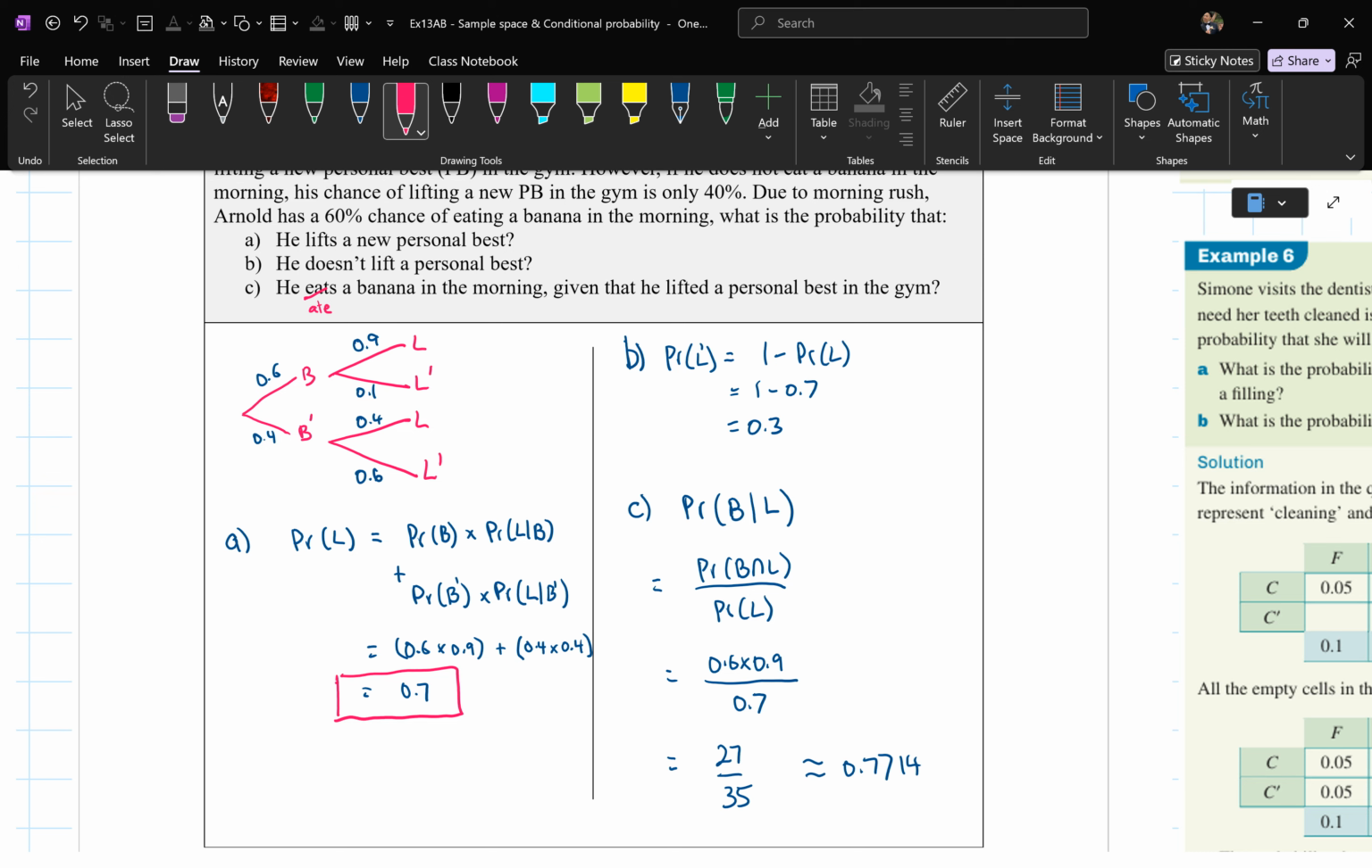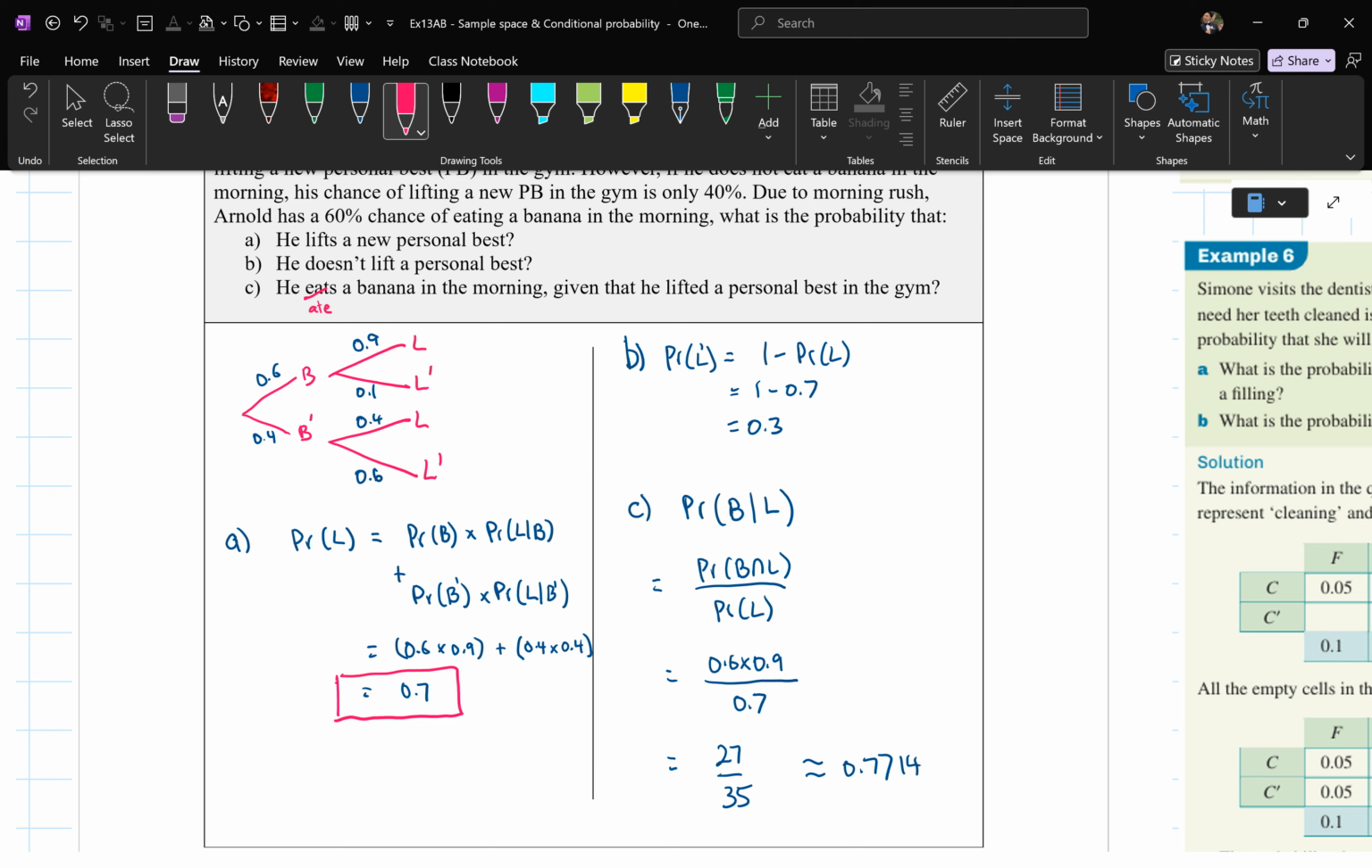So I just drew a tree diagram. I know it's conditional probability. Each lift is dependent on the previous one, whether he ate a banana or not. So 0.4 if he didn't, 0.9 if he did. And therefore 0.1 that he wouldn't lift a personal best, and 0.6 he wouldn't. So a tree diagram first is what I do. And the question was, what's the chance of getting a personal best?